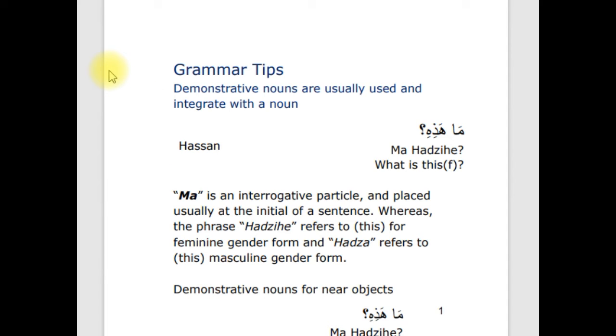Grammar tips. Demonstrative nouns are usually used and integrated with a noun. Hassan, ما هذه? Ma is an interrogative particle and usually comes at the beginning of a sentence, whereas the phrase هذه refers to this for the feminine gender form, and هذا refers to this for the masculine gender form.